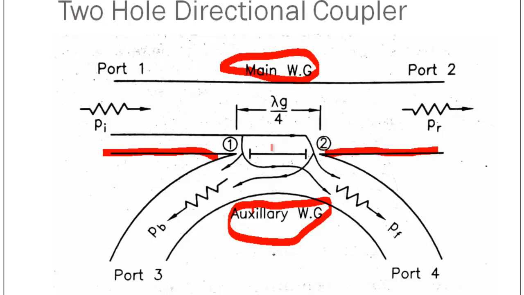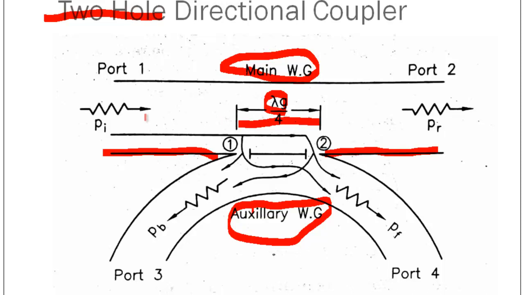In the common wall there are two holes, hole number 1 and hole number 2. That's why it is known as a two hole directional coupler. If these holes are more than 2, then it will be known as a multi-hole directional coupler. If there is a single hole, then it will be known as a single hole directional coupler, right? The positions of hole 1 and hole 2 are separated by an electrical path length lambda g by 4, where lambda g is nothing but your guide wavelength, right?